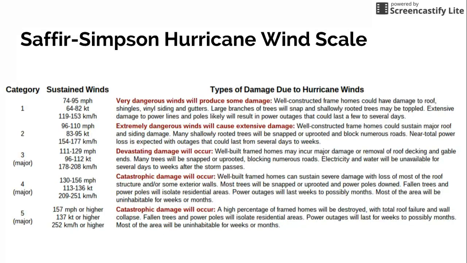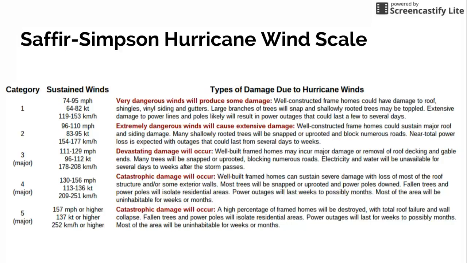So when we are talking about hurricanes, we use a Saffir-Simpson hurricane wind scale. And as you can see, a Category 1 has dangerous winds and will produce some damage, and your winds are between 74 and 95 miles an hour. Once it passes that 95 threshold up to 110, you have what's called a Category 2. And this is where you also have more damage from higher wind speed.